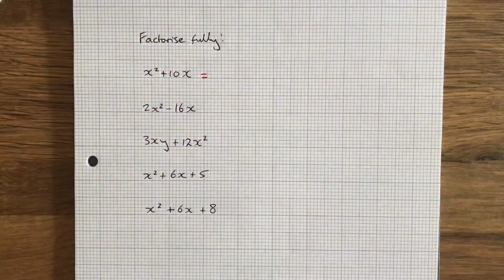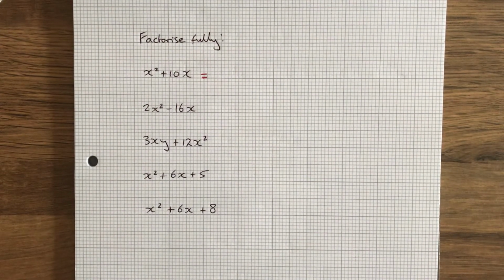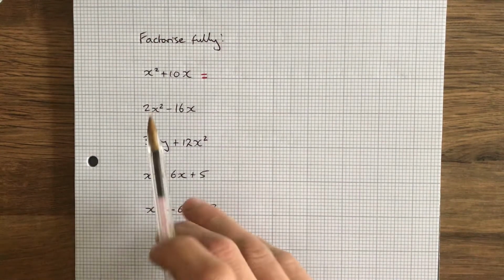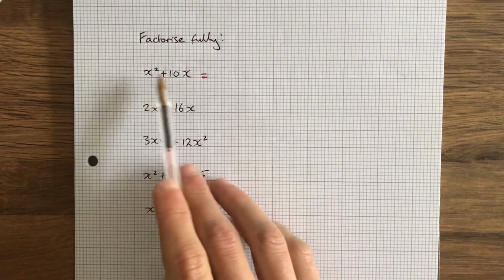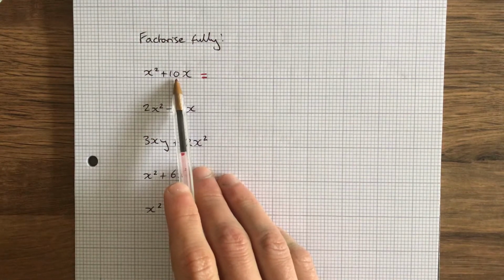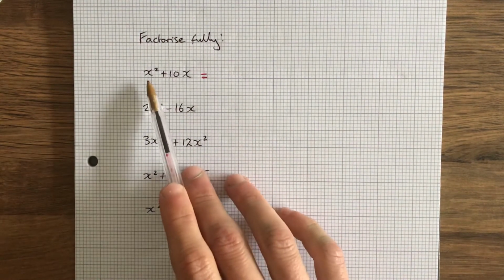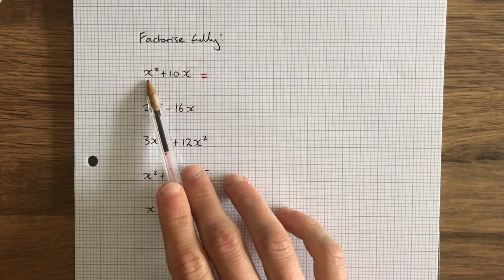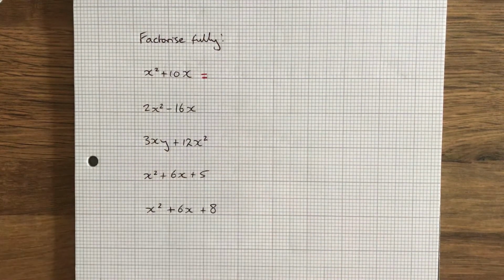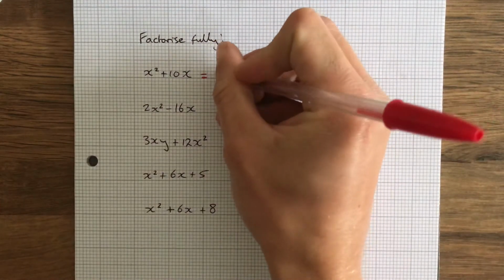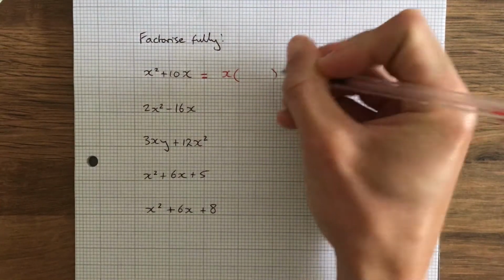If we're factorising this into one bracket, we need to think about the factors of both of these terms. So what number divides into both of the coefficients, 1 and 10? Well, the only factor is 1, so we don't need to include anything at the front. The other thing that goes into x squared and x would be x. So here we can factorise x out of the bracket.